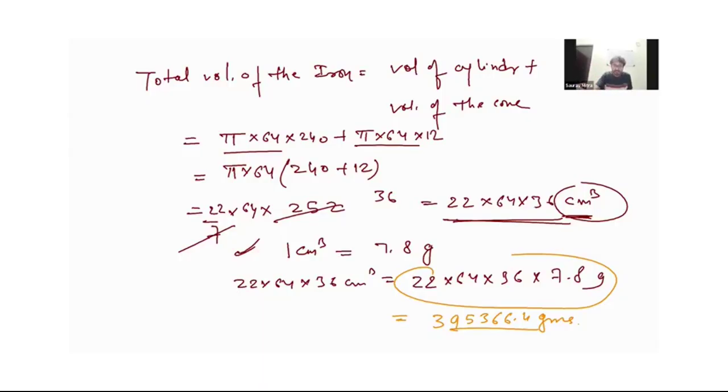This is how we have to solve such questions: finding the volume of a figure comprising a combination of different figures, such as cone, cylinder, sphere, anything. The combination can be of any form. I hope you understood the topic.